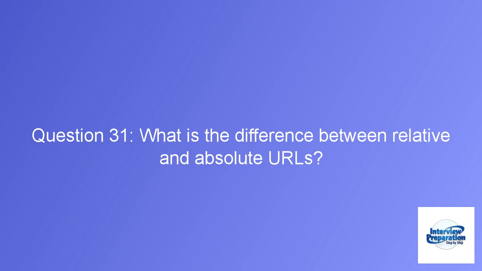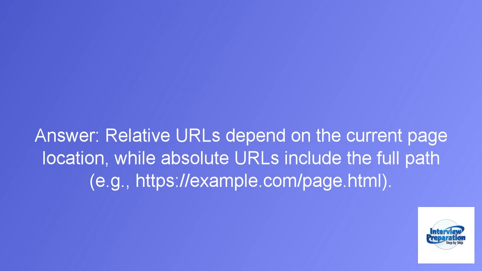Question 31. What is the difference between relative and absolute URLs? Answer. Relative URLs depend on the current page location, while absolute URLs include the full path, e.g., https://example.com/page.html.